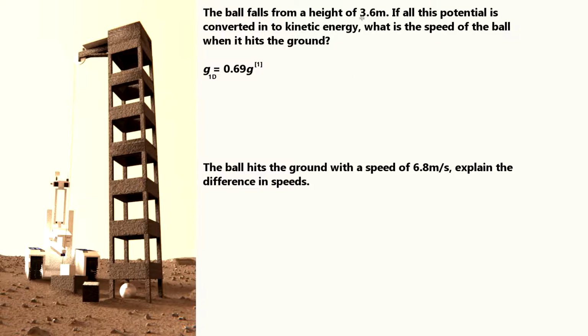We've been told that the ball starts off at a height of 3.6 meters. We've been told to assume that all of the potential energy is converted into kinetic energy. And then we need to find out the speed of the ball when it hits the ground if we've been told the acceleration due to gravity on TRAPPIST-1d is 0.69 g, where g is the acceleration due to gravity on Earth.